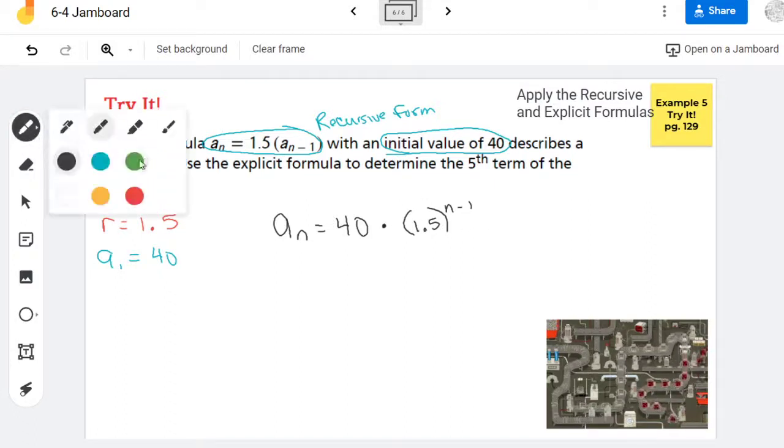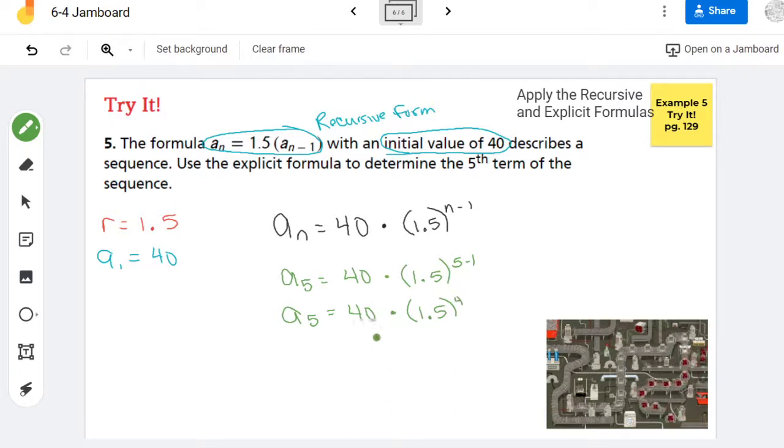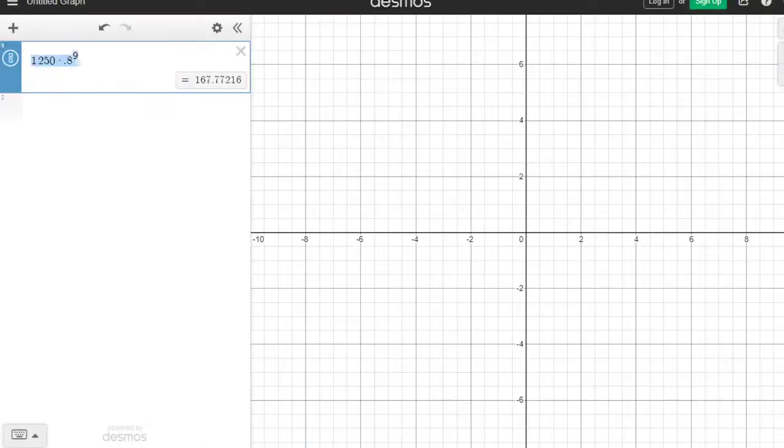So then they're asking us to use this explicit formula to find the fifth term. So where the n's are, I'm now replacing them with the number 5. And I'm just cleaning up that exponent a little bit. So 5 minus 1 is 4. So when I go into Desmos, I'm going to do 40 times 1.5 to the 4th. And that gets me 202.5.